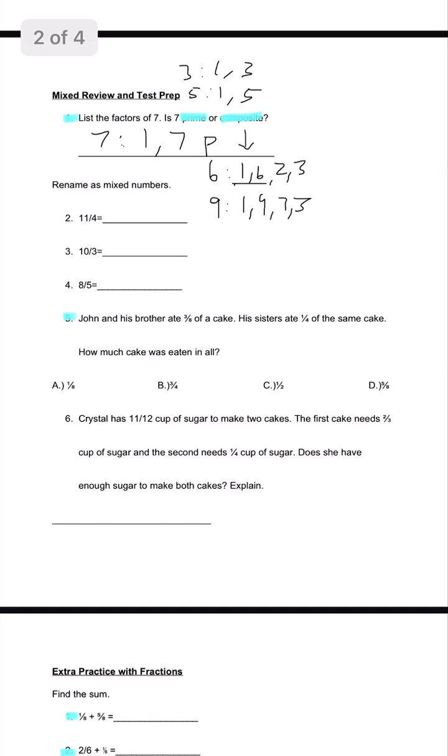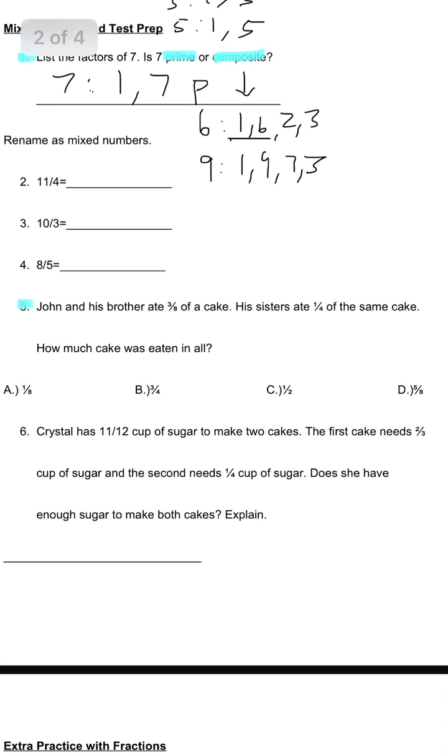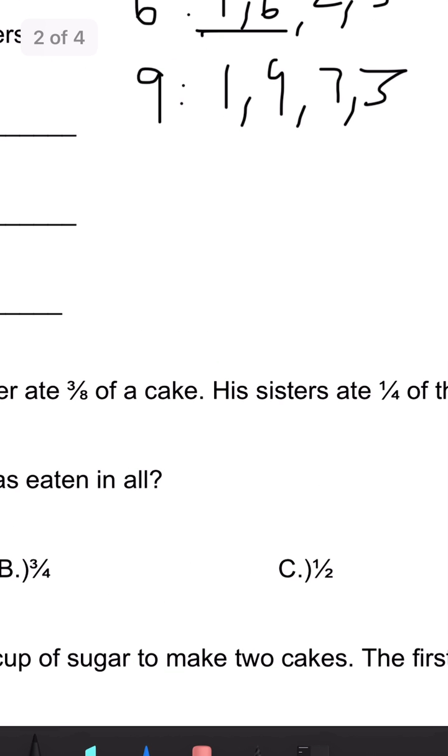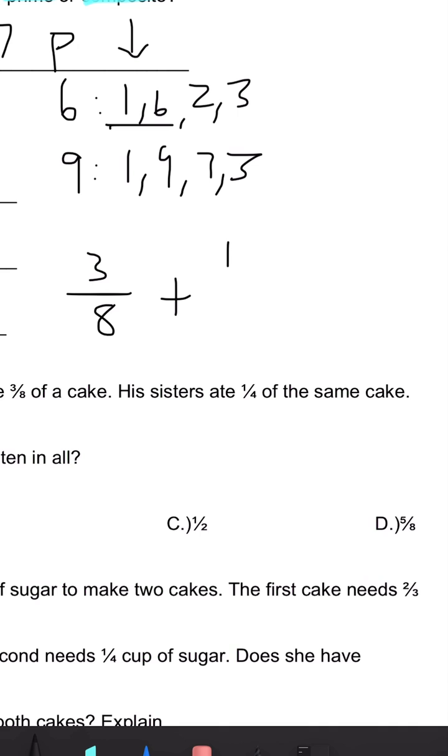Okay, number 5. John and his brother ate 3/8 of a cake. His sister ate 1/4 of the same cake. How much cake was eaten in all? So we know that John and his brother ate 3/8. And his sister ate 1/4. So we're going to add 1/4. It's asking how much they ate total.